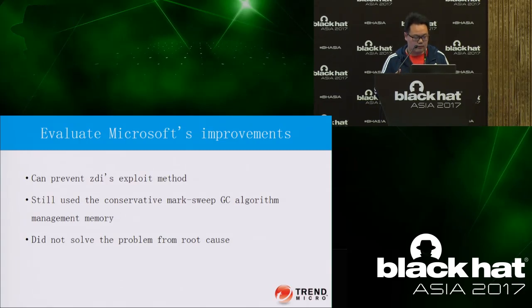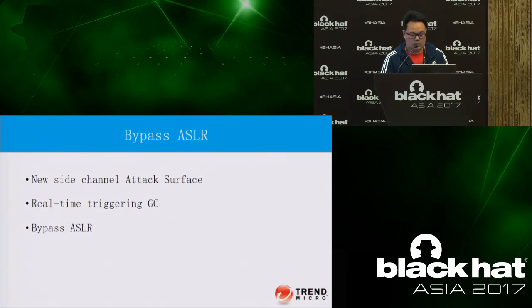Let's look at Microsoft's improvements. These improvements can prevent ZDI's exploit method, but it still uses the conservative mark and sweep GC algorithm to manage memory, and didn't solve the problem at the root cause. Okay, in the next part I will introduce how to overcome Microsoft's improvements and bypass address space layout randomization. First, I will introduce a new side channel attack surface. Second, I will introduce a real-time tracking GC method.